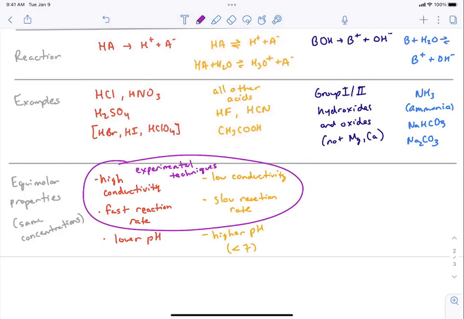But remember, anytime they give you that type of question, you have to address both species to get the credit. You can't just say, oh, this one will have a higher conductivity. You have to say, this one will have a higher conductivity, this one will have a low conductivity. So be careful. Yes, Marina?